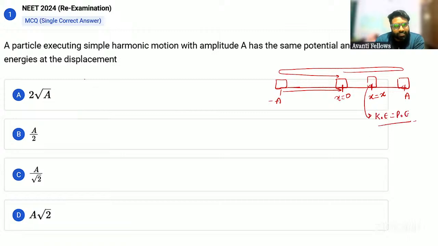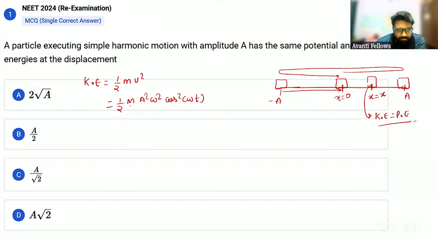Now we know that kinetic energy in SHM is given by 1 by 2 mv square. Now v expression is nothing but a omega cos omega t. So it will become 1 by 2 m a square omega square cos square omega t. Now this m omega square is nothing but k. So it will be written as 1 upon 2 k a square cos square omega t. Now this is the kinetic energy.